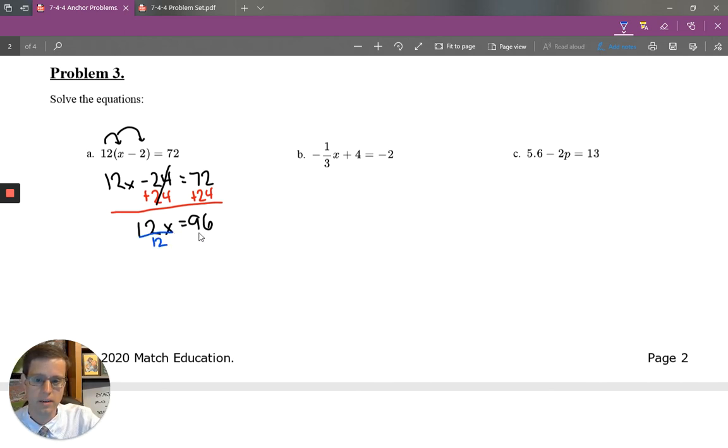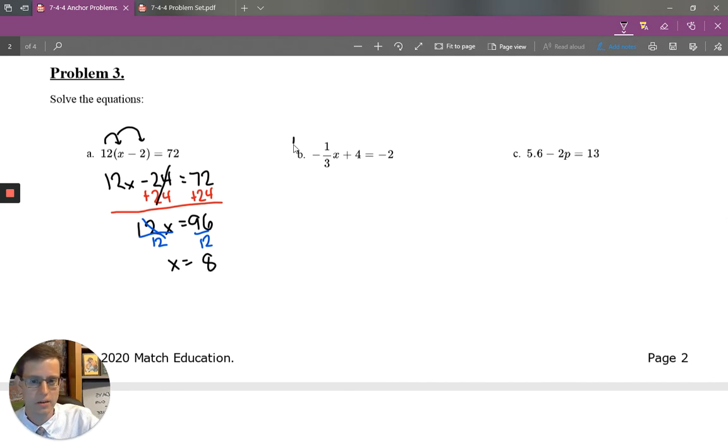Divide by 12 on both sides. 12 divided by 12 is 1. 96 divided by 12 is 8. So x is going to equal 8.